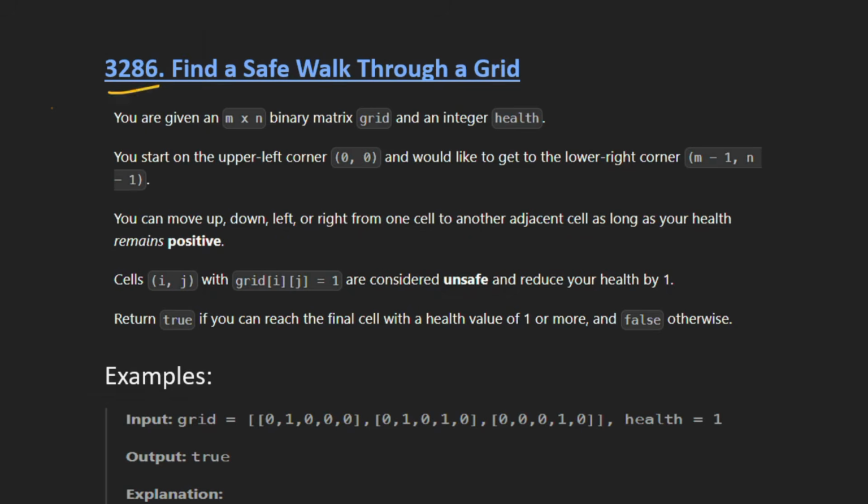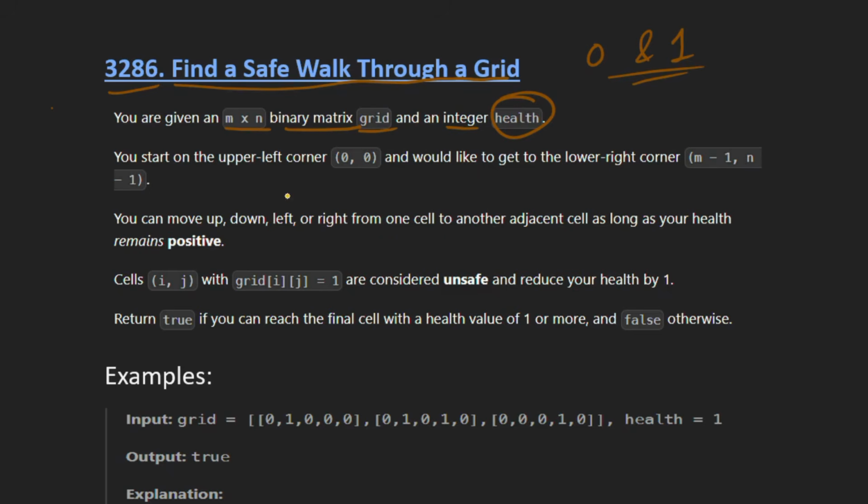Today's LeetCode question is 3286, which is Find a Safe Walk Through a Grid. Basically, in this question we are given an m cross n binary matrix grid. Binary matrix grid means it has either 0 or 1, right? And with that we are also given an integer named health.